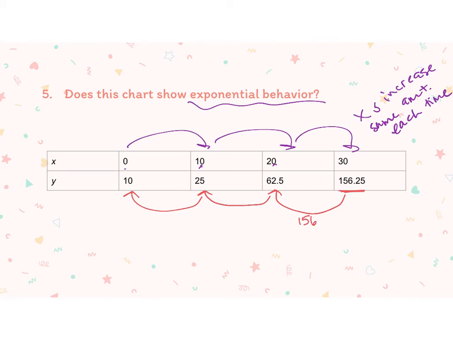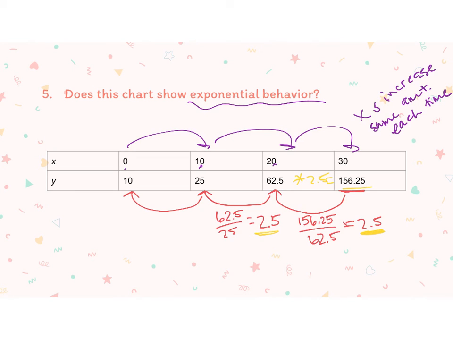I'm going to say 156.25 divided by 62.5 and see what that is in my calculator. 156.25 divided by 62.5. I get 2.5 here. Okay, so that's my factor that was multiplied to get that 156.25. Now let's do it again. 62.5 divided by 25, and I should get the same result. And I do. 62.5 divided by 25 is 2.5. So that's a good sign. The first two are the same.